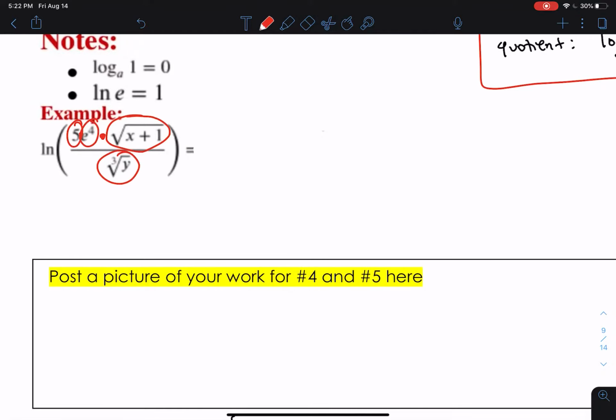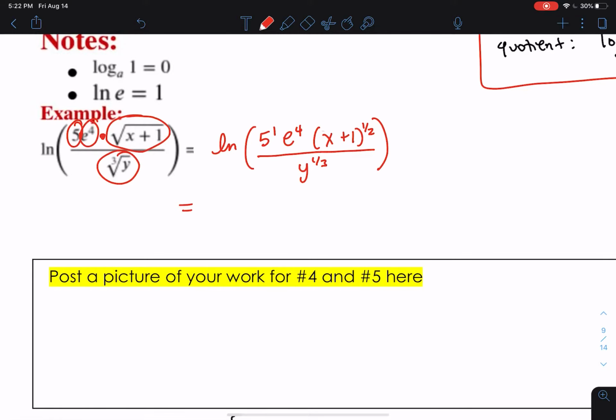Now my next step is to rewrite this so that all the exponents are visible as numbers. So this would be 5 to the 1. Every factor gets an exponent, e to the 4th. And that guy becomes x plus 1 to the 1/2, because I need to rewrite that radical as an exponent. Then on the bottom I get the cubed root of y, which is really y to the 1/3. Okay, so now watch, I'm going to expand this.